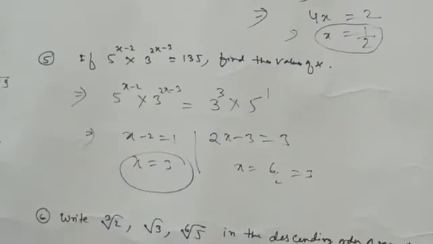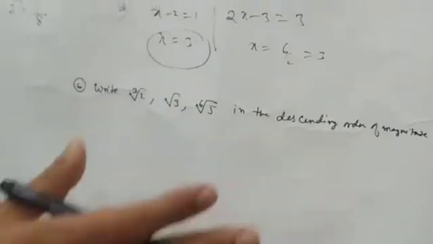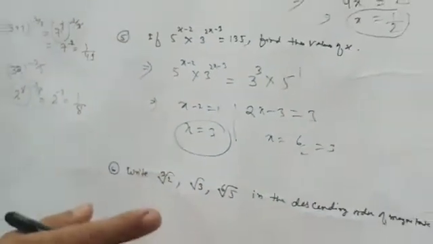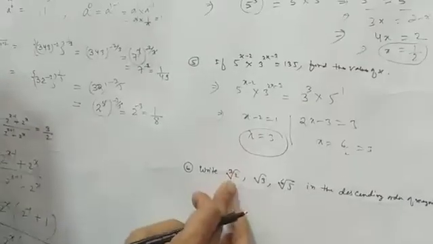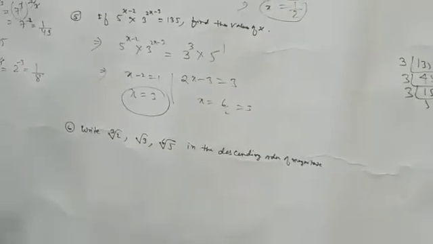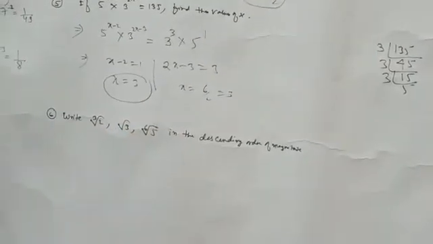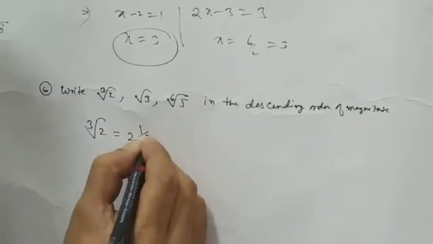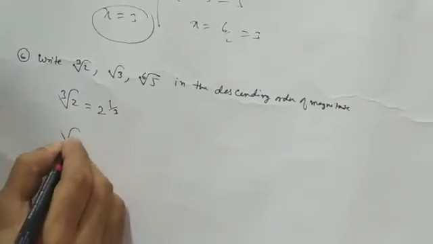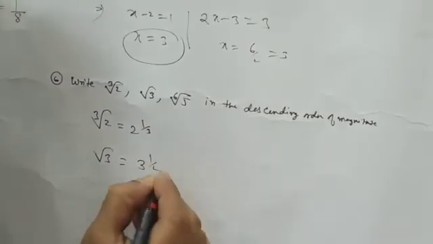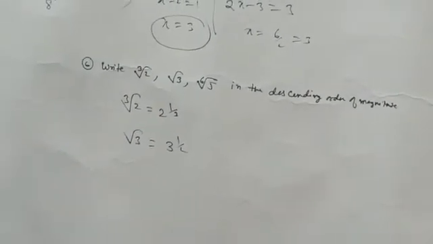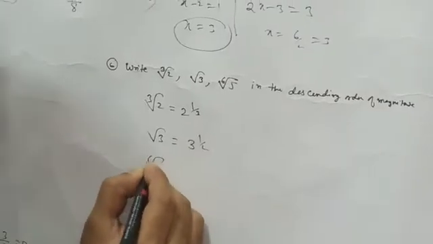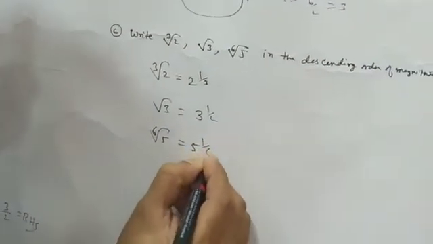Okay. Now come to the very important thing: how to write in the descending order of magnitude. Dear student, if it is written 2, 3, 5, I can easily say that as per magnitude, 5, 3, 2 would be the answer. But over here, we have to rewrite this. So you write 2 to the power 1 by 3, the square root of 3, you write 3 to the power 1 by 2, then you write 5 to the power 1 by 6.